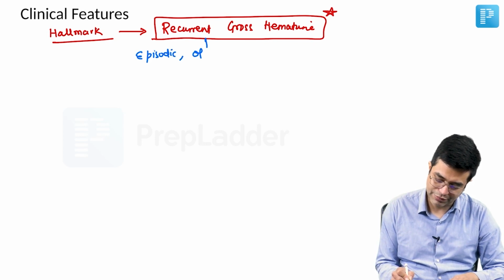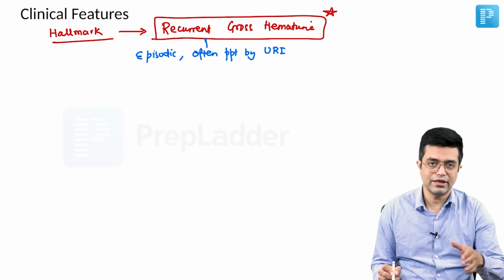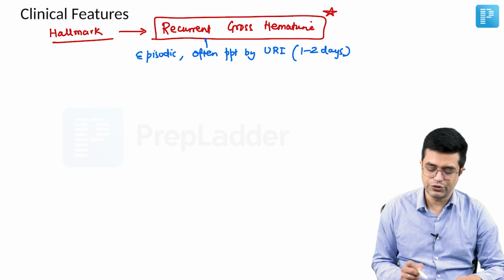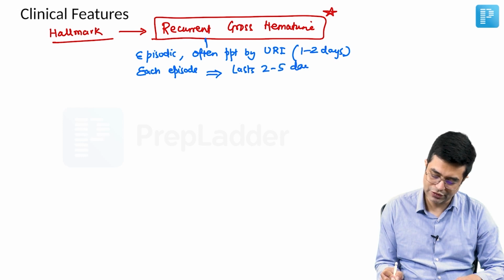and it is often precipitated by, as we have already discussed, upper respiratory like illness. So URI like illness will precipitate it, and it will happen within 1 to 2 days of the onset of URI. And each episode will last about 2 to 5 days. Nelson gives a value of 5 days.